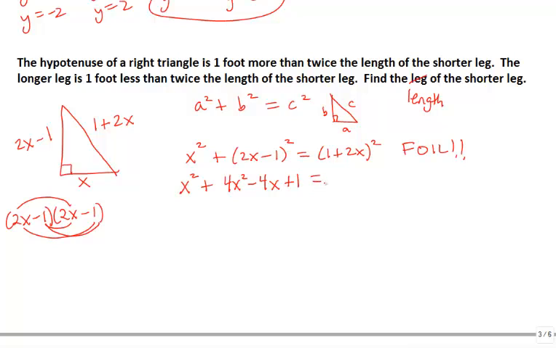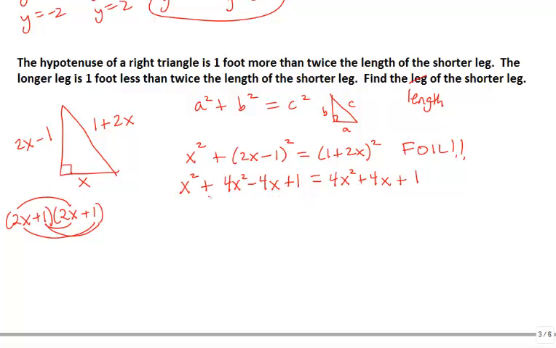For the right side, it's very similar. 1 plus 2x is the same as 2x plus 1. So when I FOIL that out, I'm going to get 2x times 2x, which is, again, 4x squared. But this time I'm going to get a plus 2x and a plus 2x, or a plus 4x in the middle, and then a plus 1 on the end. So that's what I mean by FOIL. Don't forget your middle terms.